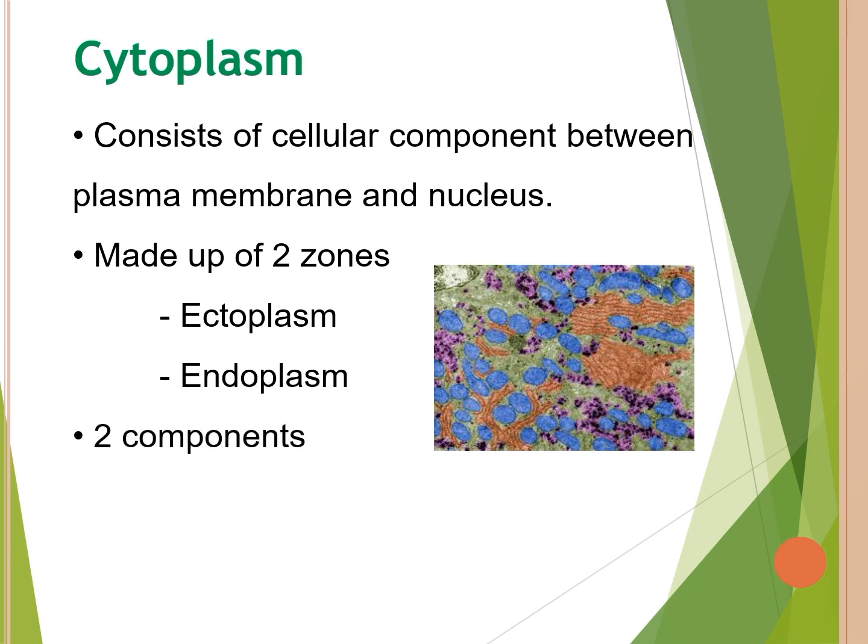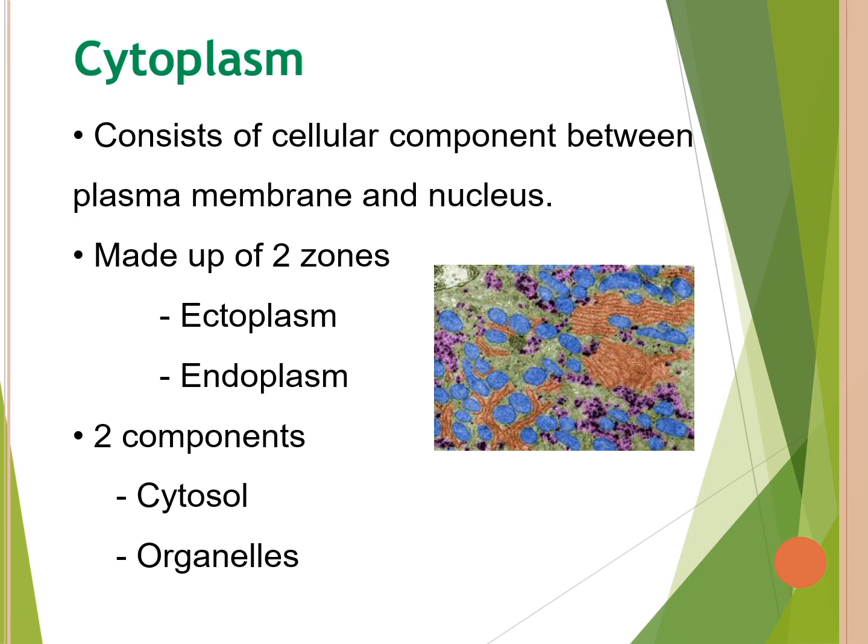The cytoplasm contains two components. One is cytosol and other is organelles. Cytosol is the fluid portion of cytoplasm which contains water, dissolved solutes and suspended particles. Within the cytosol are several different types of organelles.